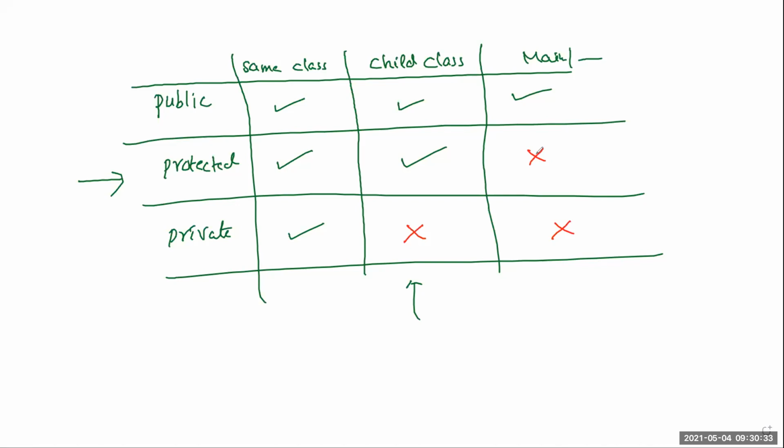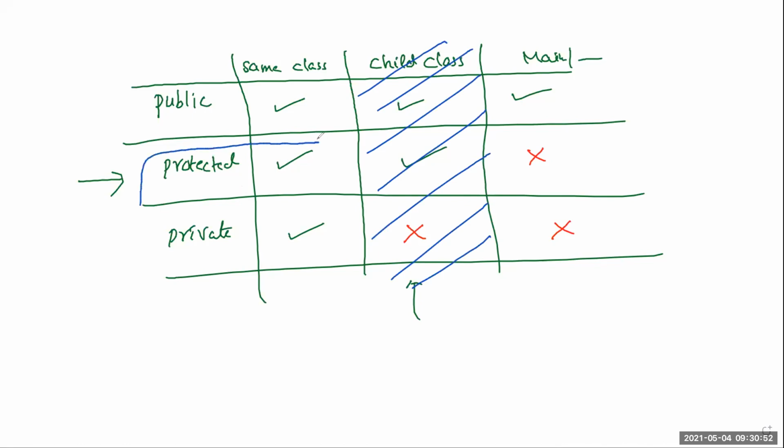Now suppose we are not doing inheritance. Just assume that we are not doing inheritance. Then it means there is no second column. Just ignore it for some time. If there is no second column, now just compare protected and private. You see, if I remove the second column, protected and private have exactly the same behavior.